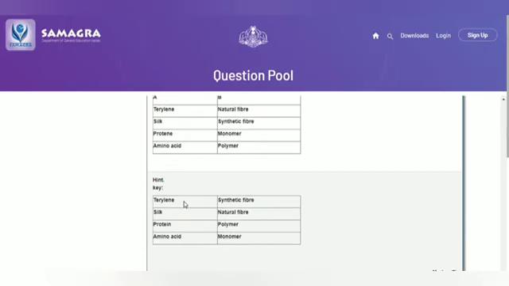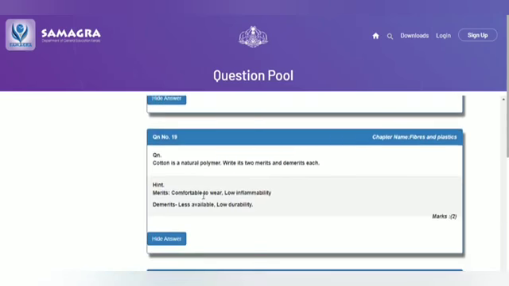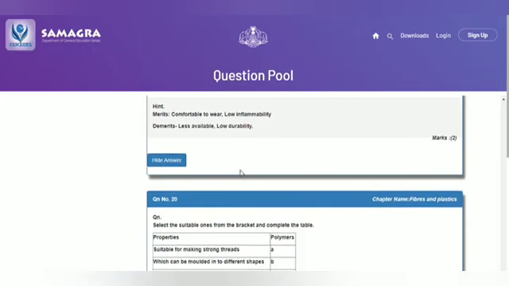Match the following. Terylene, it is a synthetic fiber. Silk, it is a natural fiber. Protein, polymer. Amino acid, monomer. Cotton is a natural polymer. Write two merits and demerits. That is merits are comfortable to wear, low inflammability. Then demerits less available and low durability.